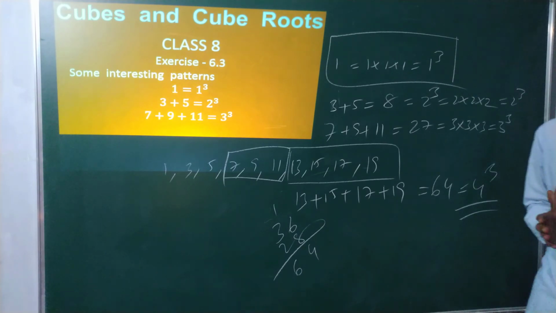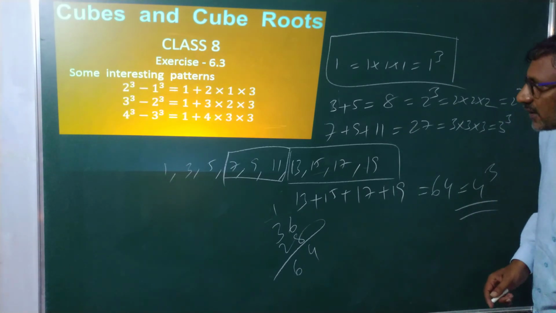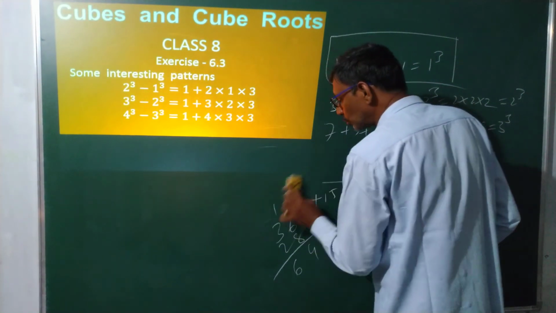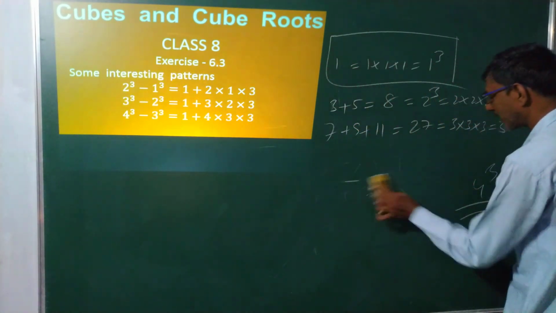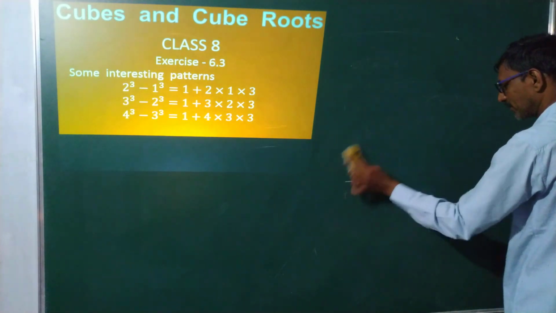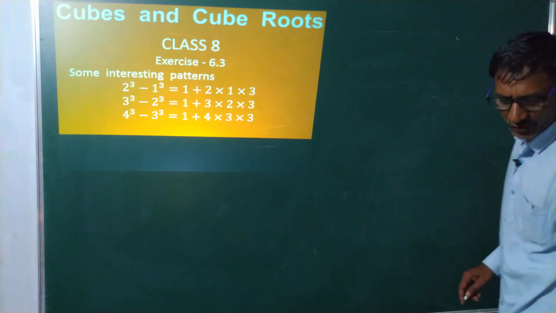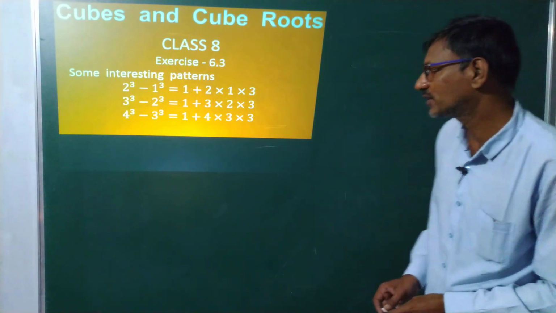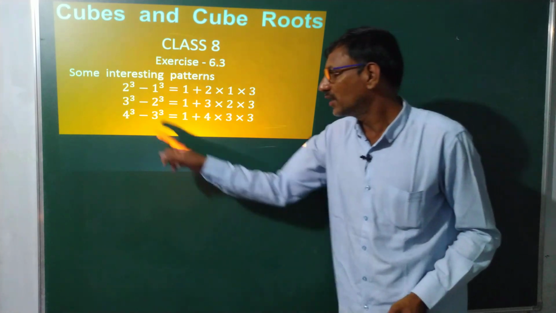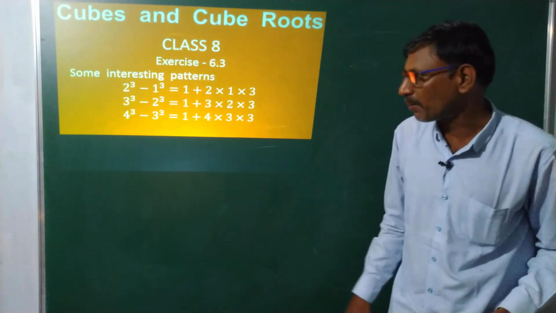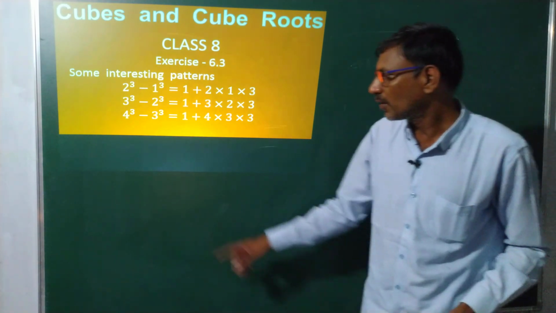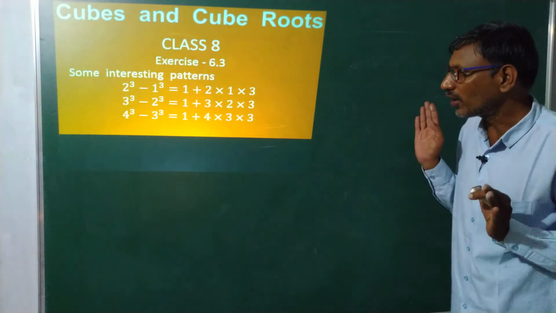Now we'll see one more interesting pattern. This also gives the difference between 2 consecutive cubic numbers. Consecutive numbers means we know very well. See, 2 and 1 are consecutive numbers. 3 and 2 are consecutive numbers. 4 and 3, sorry, are consecutive numbers.